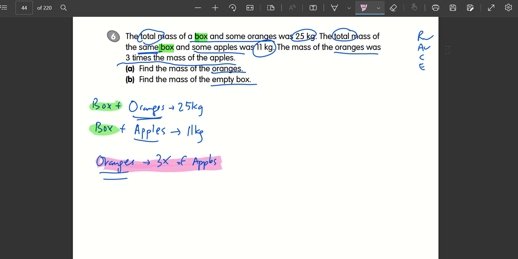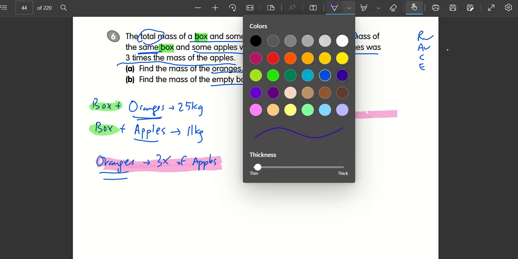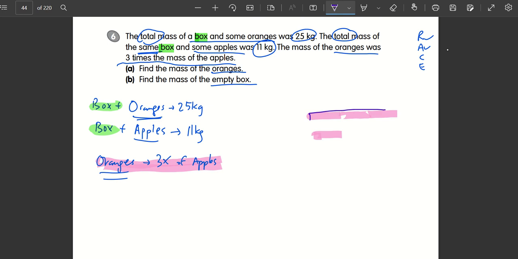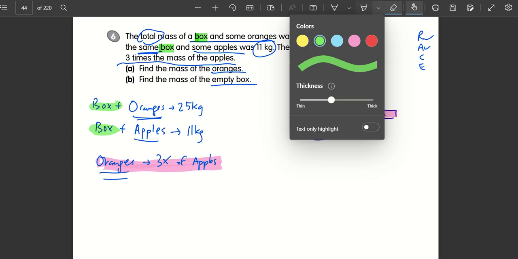So I can have apples, that's 1 unit, and then I have oranges as 3 units. If I were to draw this neatly, that's 1 unit for apples and 3 units for oranges. The mass of oranges is 3 times the mass of apples, so that's what I'm drawing here. 1 unit for apples, 3 units for oranges. Then I'm going to put in the common identity here.